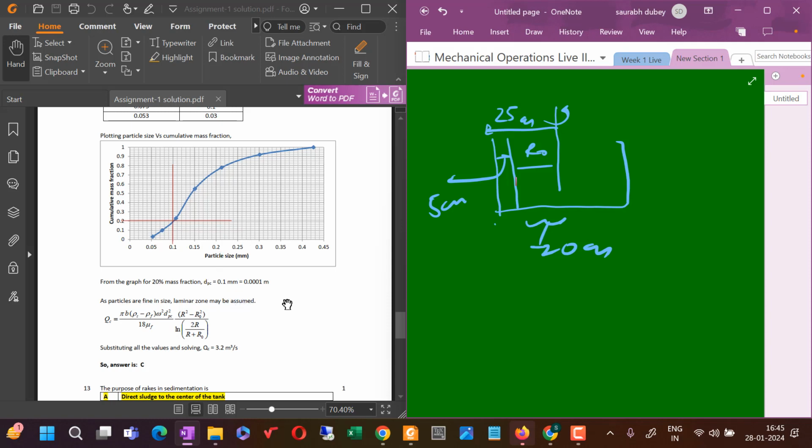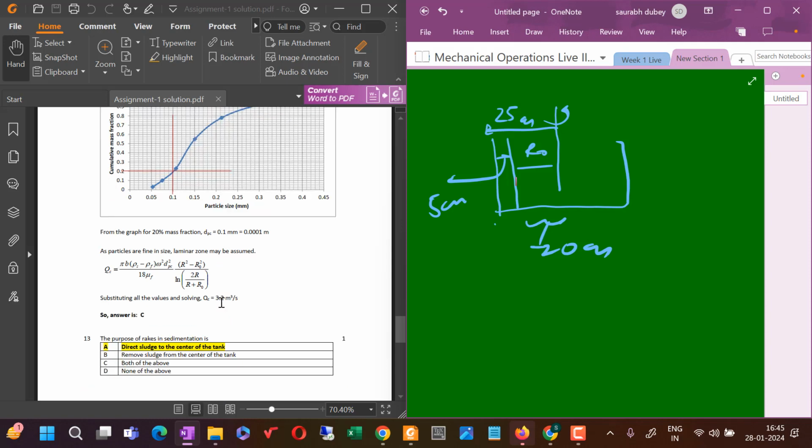So whatever is larger than this will be separated. There will be no issue in that. As the particles are fine in size, laminar zone can be assumed. So for the laminar zone, we had this expression for the value of volumetric flow rate cutoff.